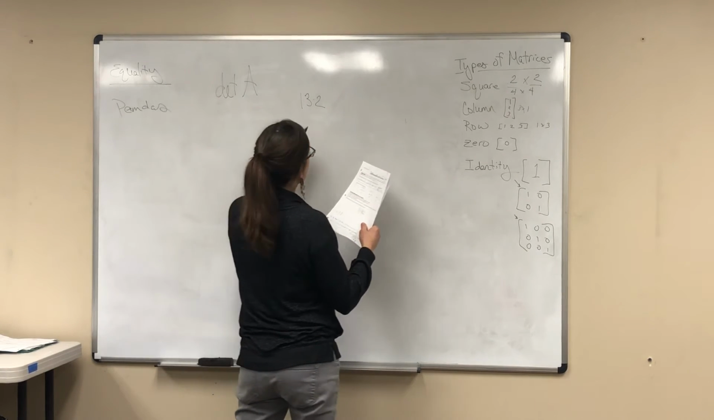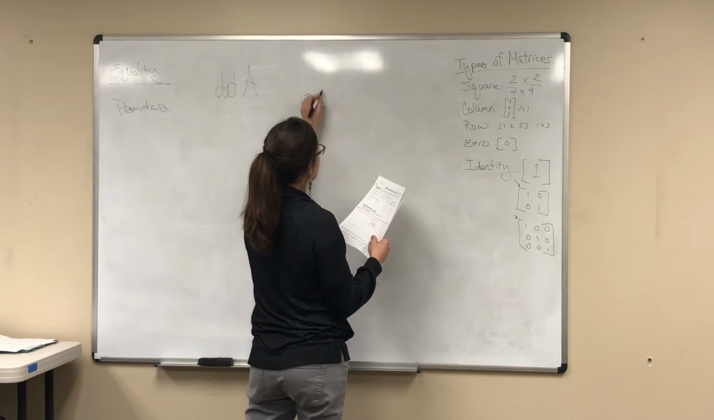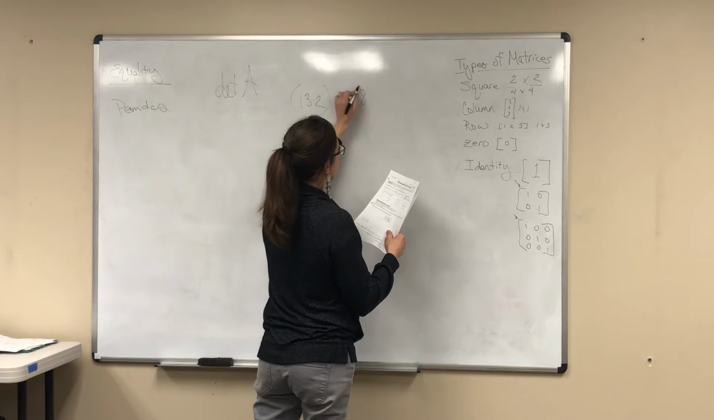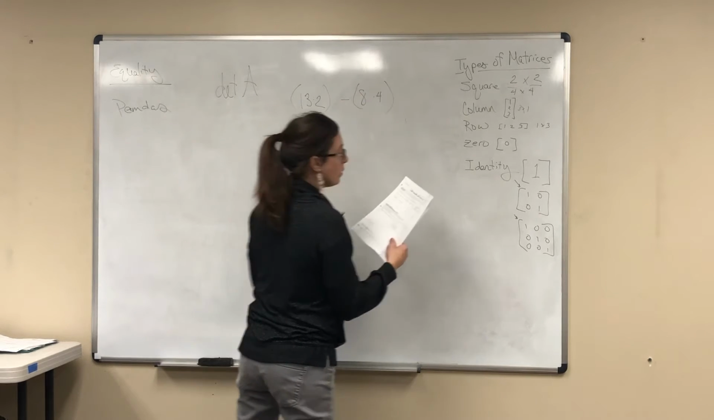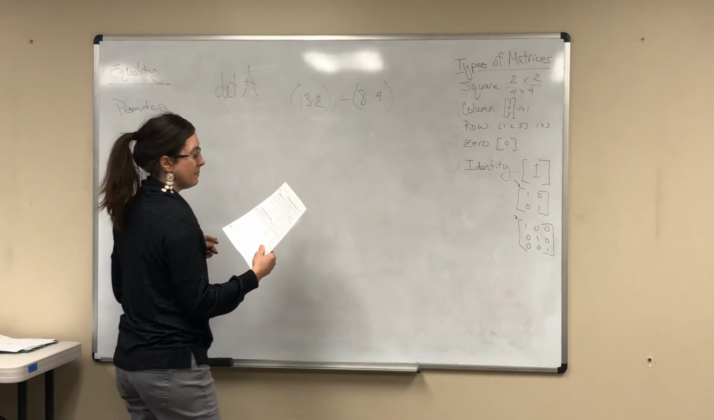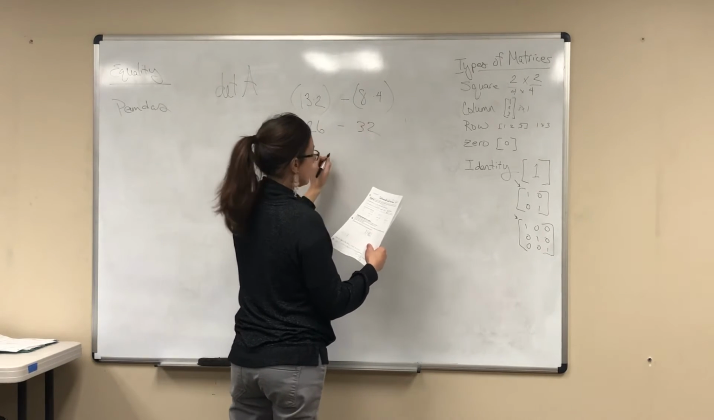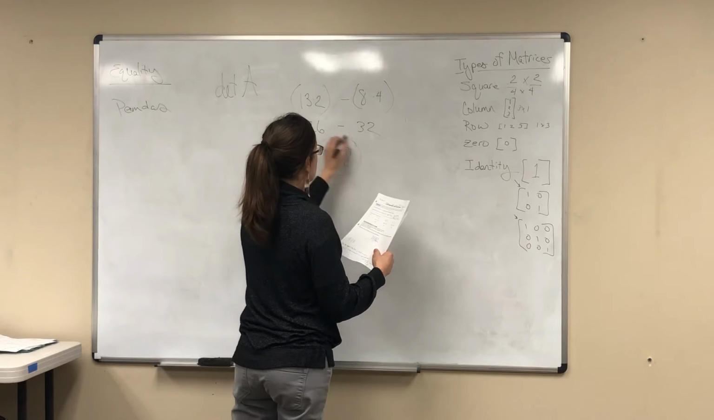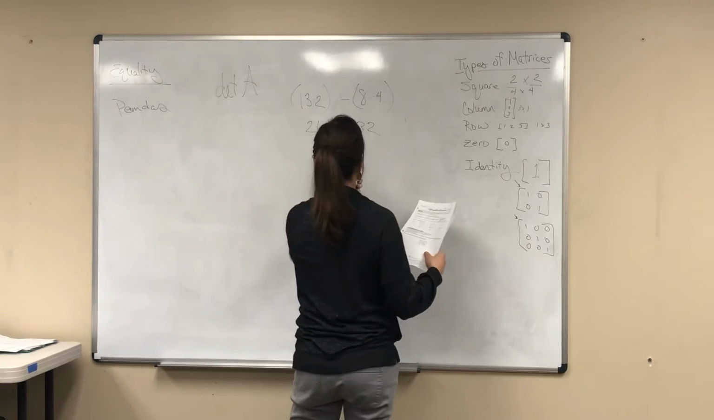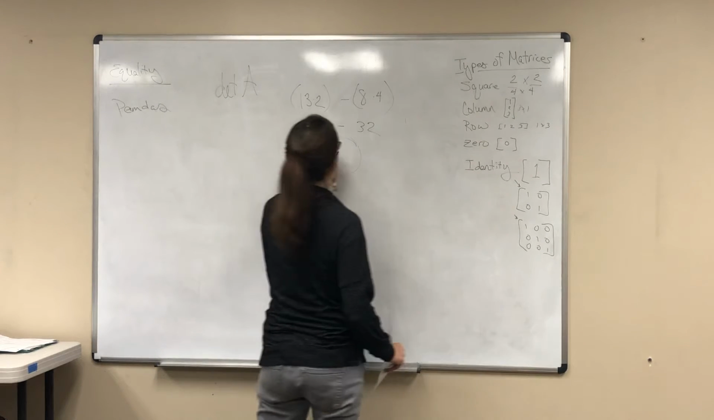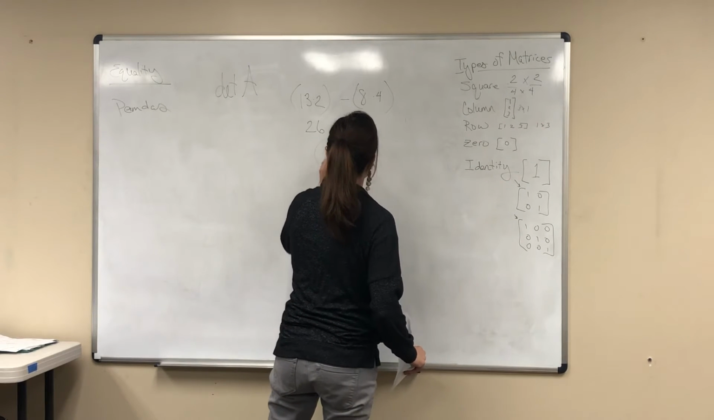You're right. Okay, so 13 times 2 would be our first term. We would subtract 8 times 4. So we've got 26 minus 32, which gives us negative 6, not 8. So you put determinant of A equals negative 6.